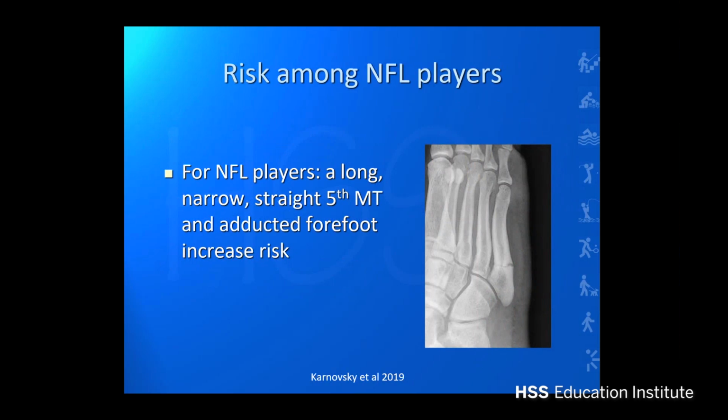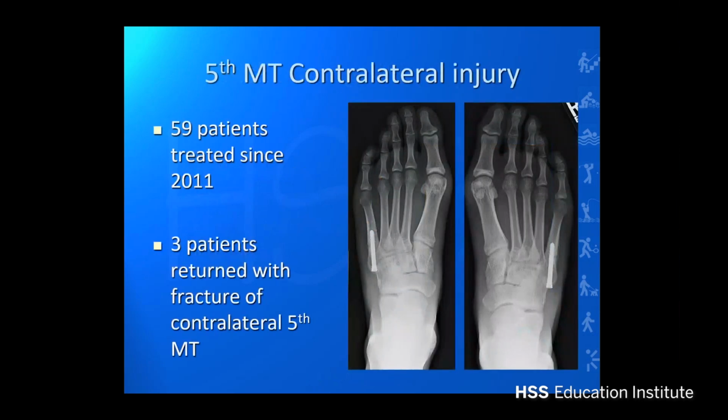Also, from just a technical standpoint, if they have a long, straight fifth metatarsal and an adducted forefoot, which means their foot is kind of curved, they're also at higher risk for having these types of fractures. Similarly, if you break one side, you're at a slightly higher risk for breaking the other side. But it's still overall pretty small. In our series, it is only about 3%.